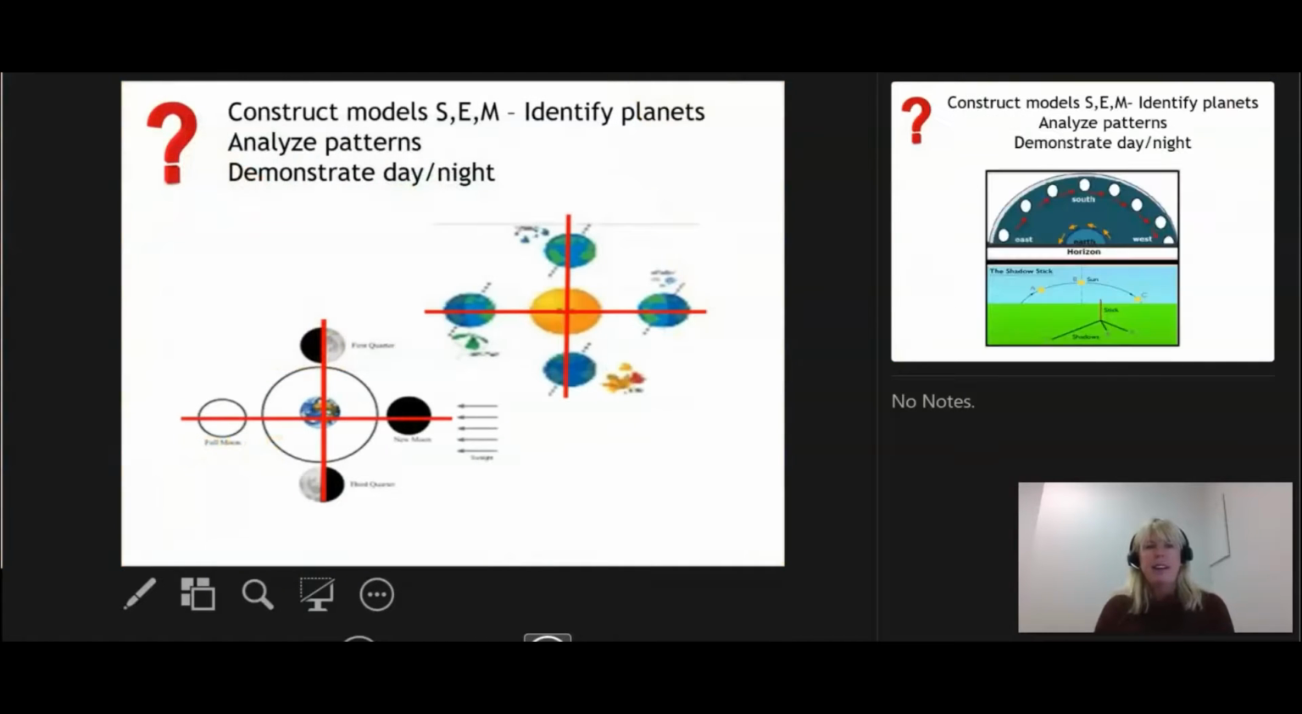Space. A quick little freebie here. Here's an interactivity you can do with your kids. Put these images up and simply ask them, are these images of constructing models or identifying planets? Are these images of analyzing patterns? Or are these images of demonstrating day and night?